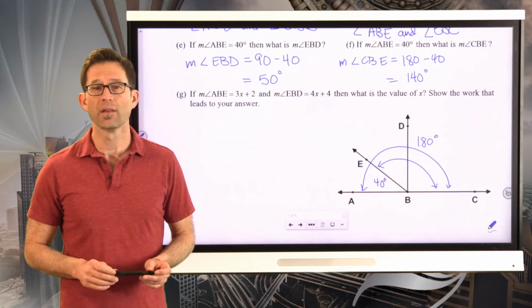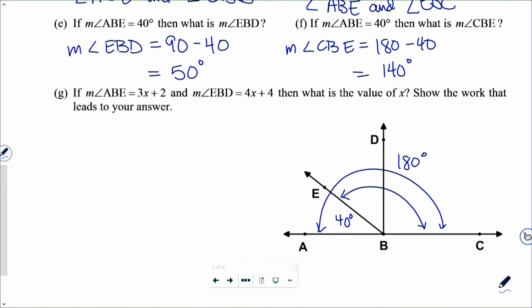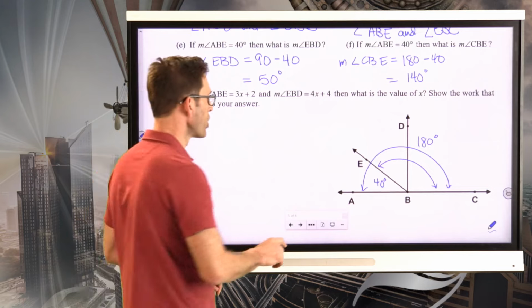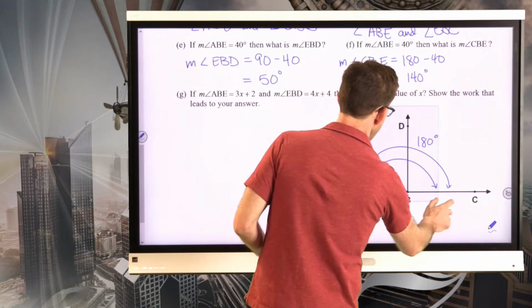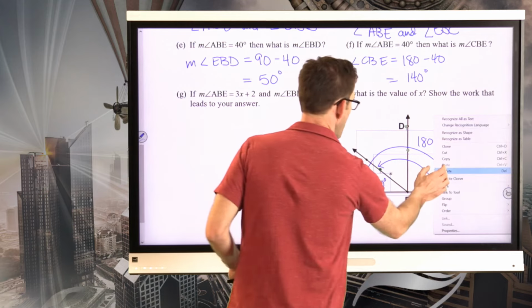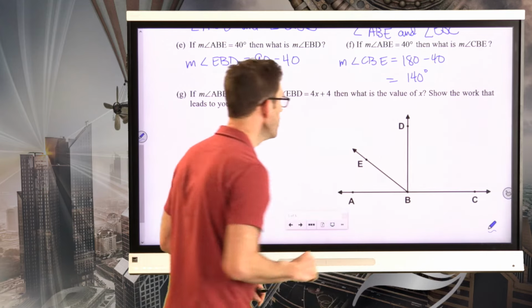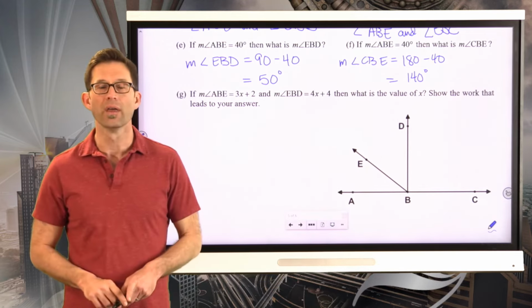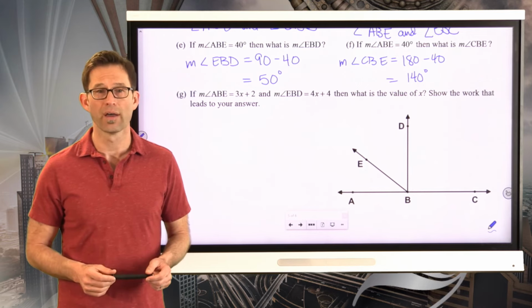Now let's finally take a look at letter G. If the measure of angle ABE equals 3x plus 2, and the measure of angle EBD equals 4x plus 4, then what is the value of x? Show the work that leads to your answer. Before I have you work on this, I'd like to get rid of that because it is not relevant to this part of the problem. There we go. I'd like you to pause the video and see if you can solve for the value of x.